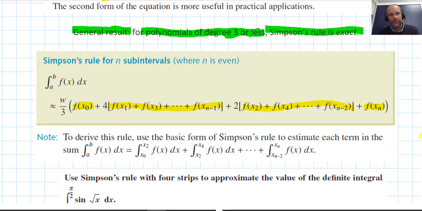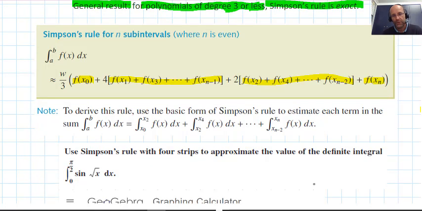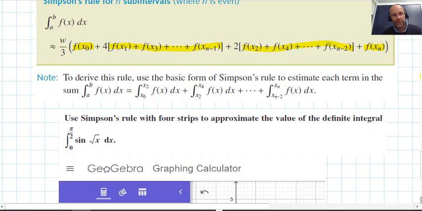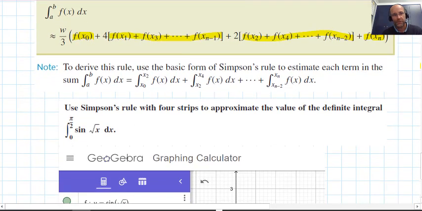You could derive the rule by using your usual calculus methods and going through a derivation, but it's beyond the scope of this. Let's finish by doing a fairly mid-level sort of question. We've talked about polynomials, but you can certainly use this on other functions like this trigonometric function which has a radical there too. So use Simpson's rule with 4 strips.